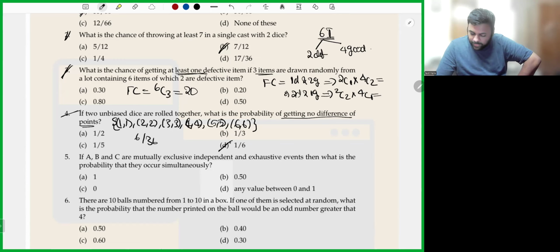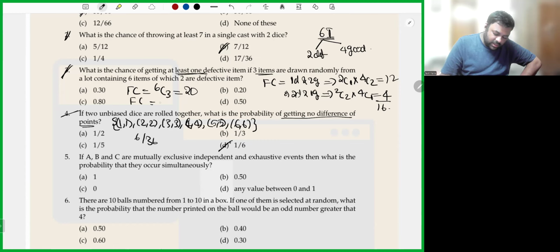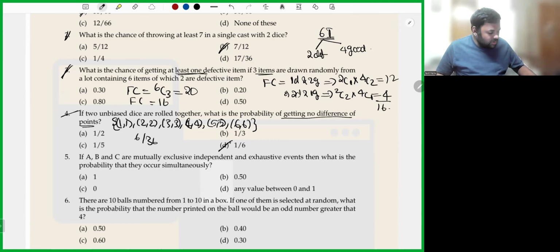2C2 is 1. 1 into 4 is 4. 2C1 is 2. 4C2 is 6. 6 into 2 is 12. So 12 plus 4, 16. So favorable cases are 16. So probability is favorable cases divided by total cases. That is 0.8.